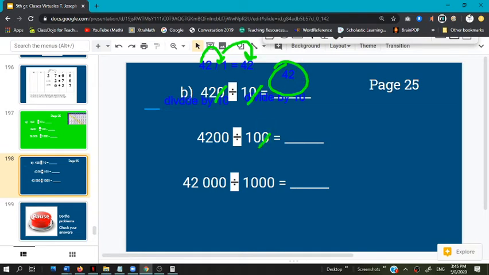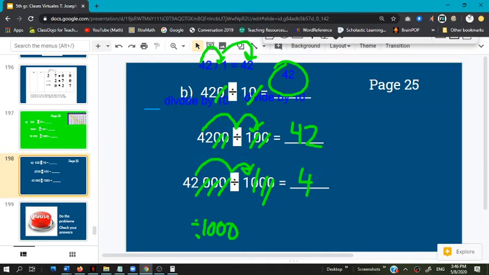We're going to divide by 100 on both sides. Since we divide by 100 on both sides, we have 42 divided by 1, which is going to give us 42. Next problem. We're going to divide by 1,000. If I divide 1,000 by 1,000, that's going to give me 1. And if I divide 42,000 by 1,000, that's going to give me 42. So 42 divided by 1, again, is 42.